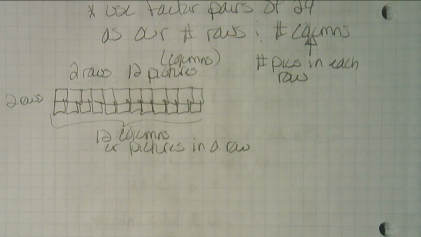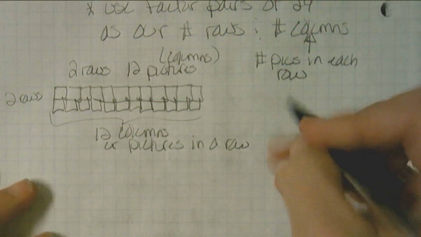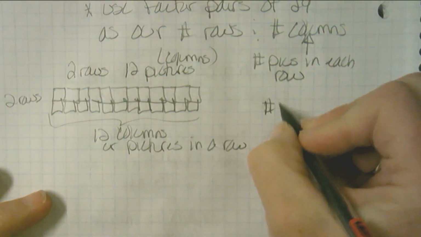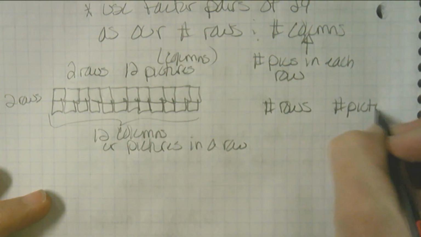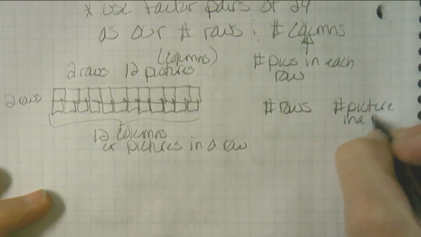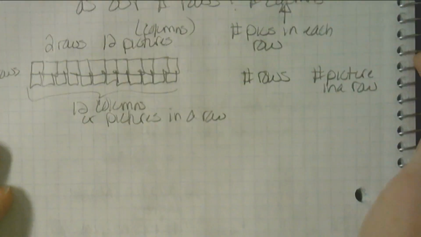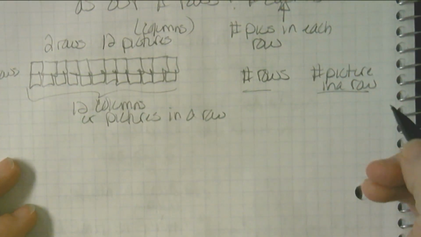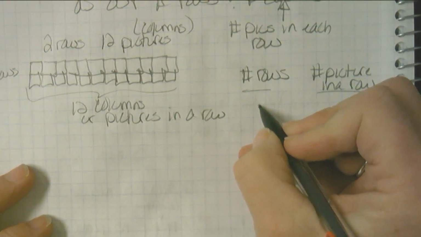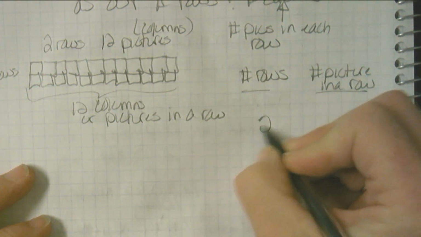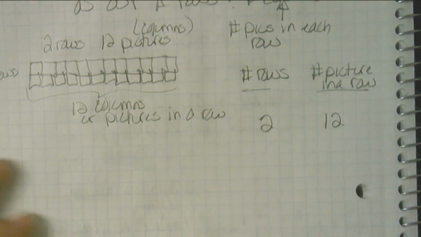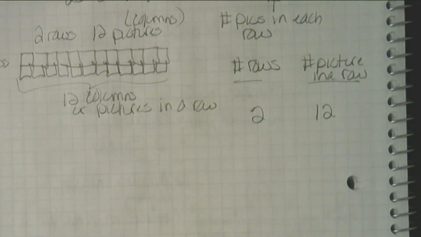All right, so how I want us to organize this better is, I'm going to write here like a table: number of rows, number of pictures in a row. Well, I know one of my possible combinations is 2 rows with 12 pictures. What's another possible combination? Think of your factors of 24.